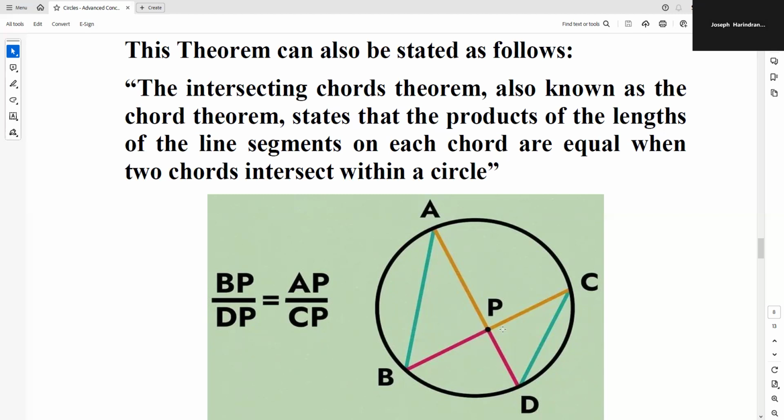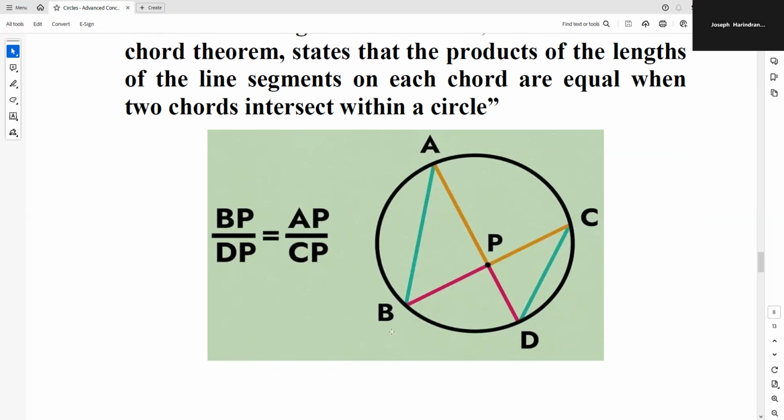Hence, by CPCT, the corresponding parts of similar triangles, we have BP by DP is equal to AP by CP. The ratio of the corresponding sides are equal. The colored segments are marked over here. AP and CP are the corresponding sides, which are proportional, and the other two sides, BP and DP. This is called the intersecting chords theorem.